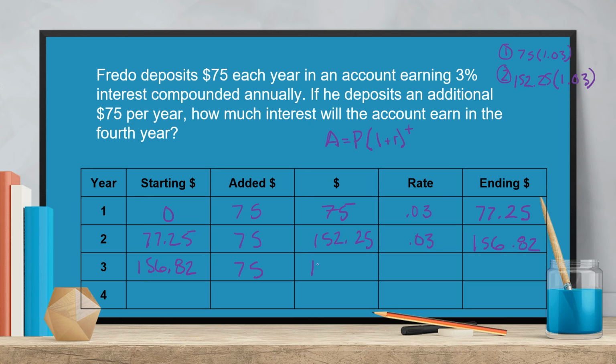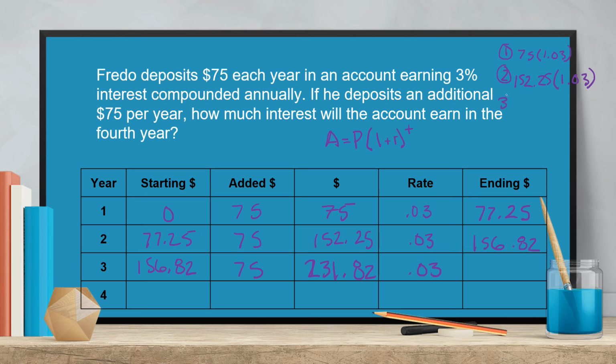So now, how much does he have? Let me go ahead and do my math here. $156.82 plus 75. So now he has $231.82. The rate is 0.03.